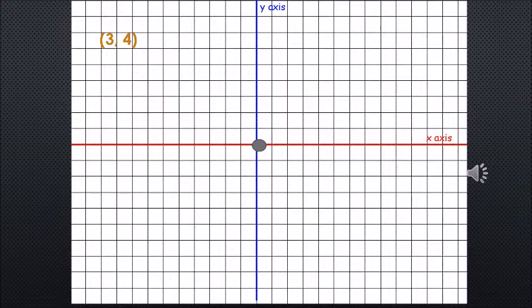The second number in the ordered pair, the 4, is the y-coordinate. If it's positive, you're going to move up from the origin. If it's negative, you're going to move down from the origin. So if we started at the origin and we moved 3 units to the right, we're also going to move 4 units up, plot our point. We will label this point A, 3, 4.